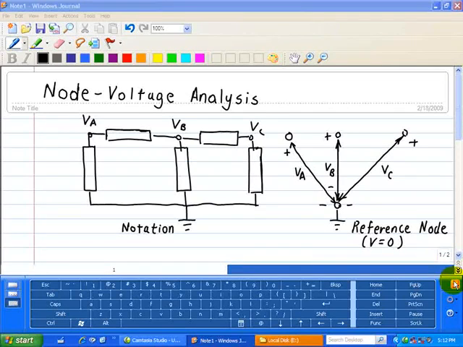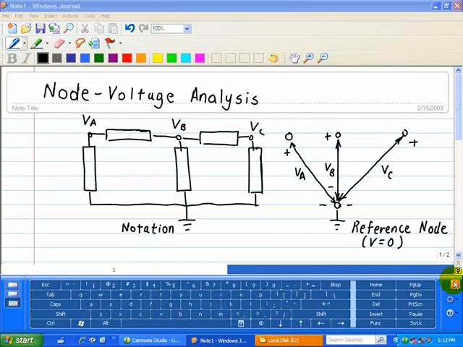Before describing node voltage analysis, let me just make a couple of comments. We note that in every circuit analysis, the foundation to analyze any circuit is the connection constraints, or Kirchhoff's voltage laws and current laws, and device constraints, such as the IV relationships of the various electrical elements.